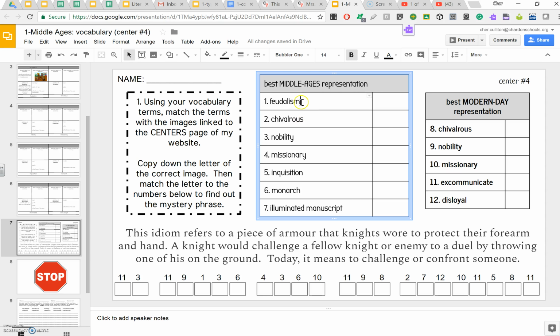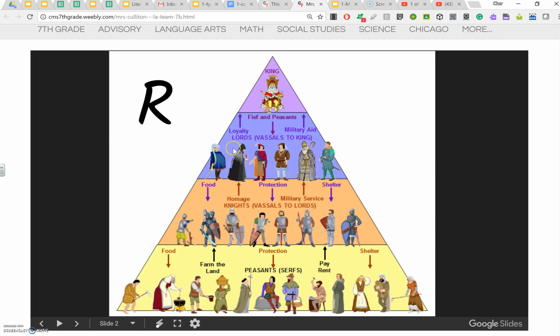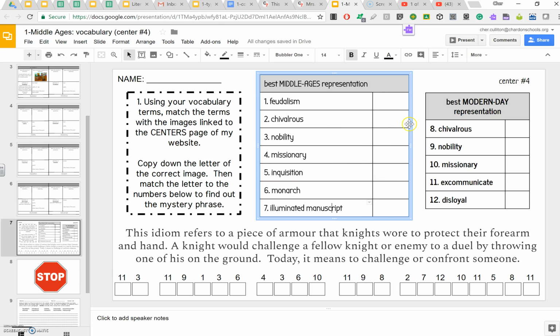So you're going to be looking at, well, what is feudalism? Go back and look at your definition of what feudalism is. Chivalrous, nobility, missionary, inquisition, monarch, and illuminated manuscript. And so if you click the arrow, so here's a picture. You're going to find whatever you think is the best representation of that word. You're going to put the letter R in the box over here.